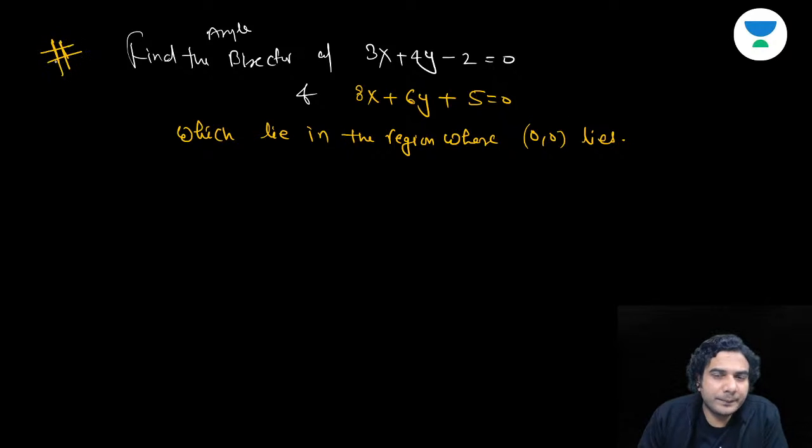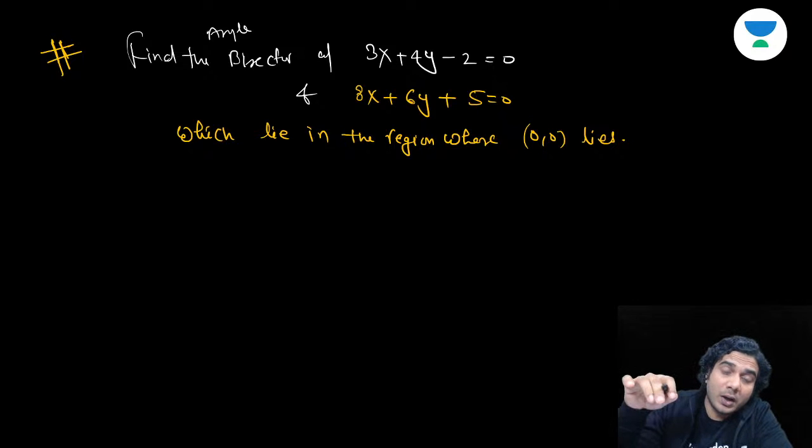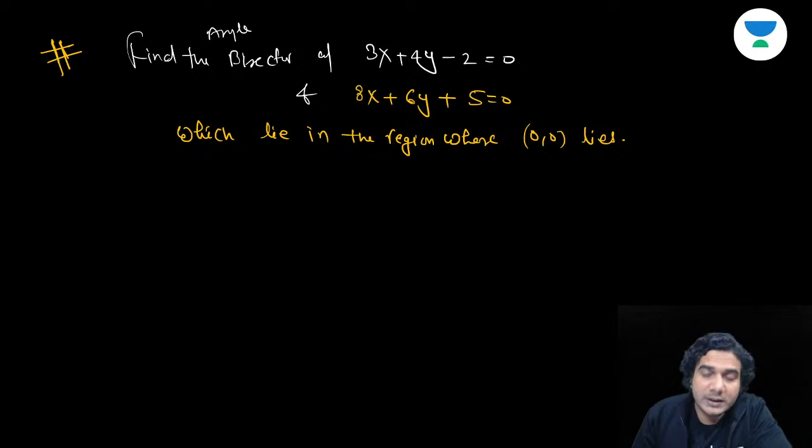The question method will be the same. You can take 1, 2, 3, 4. The language they use for this particular question is either this, or they can say find the bisector of these two lines which contains the origin. Which contains the origin does not mean that origin lies on that bisector. It means which lies in the region where origin lies.